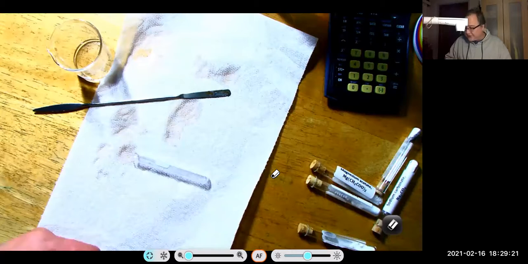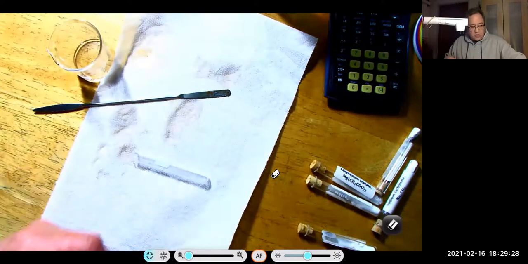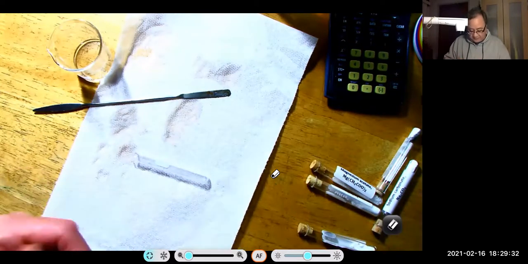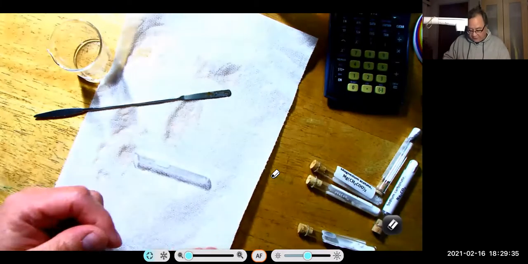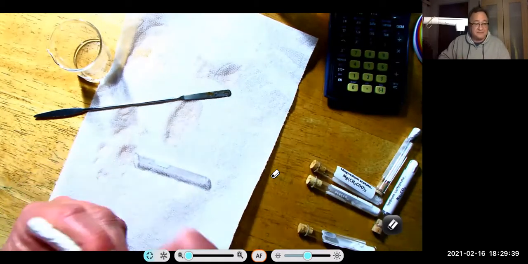So I'm drying these test tubes now. Make sure you don't stick the paper towel all the way to the bottom of the test tube and shove it in there with that stirring rod. Because if you don't leave a little bit of the paper towel hanging out of the end, you won't be able to pull it back out.